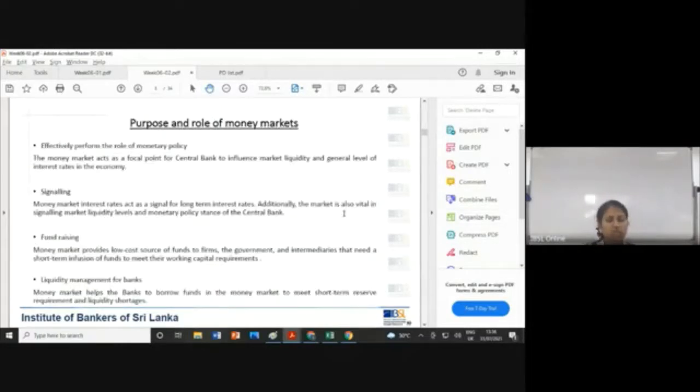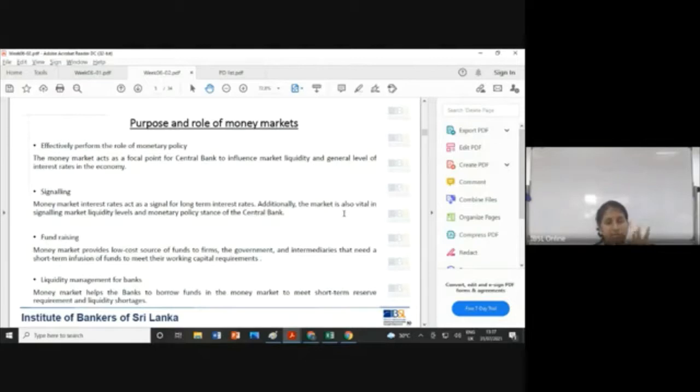Why do we need to have money markets? Can we operate in a financial market without these money markets? What is the role of money market when it comes to the financial system? Now remember the keyword: money market highlights to you the short term market. The immediate market liquidity, the short term liquidity of the market, is reflected through the money market.